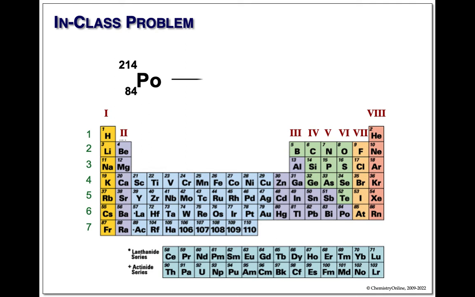We are losing our alpha particle. That means the atomic number will drop by 2. Instead of 84, we're at 82. All right, we look at our periodic table, looking here for 82. And there it is. That's lead. We started at 214. We lost 4. We are at lead 210.